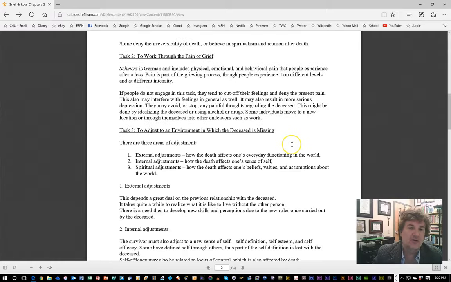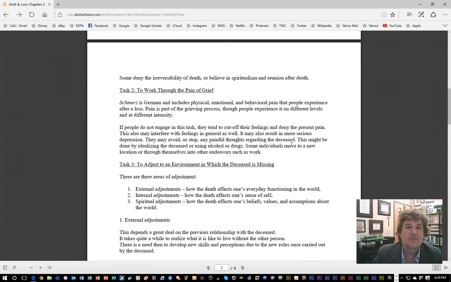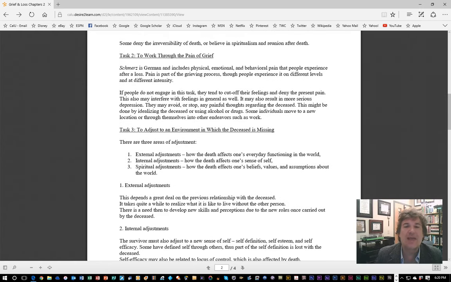Task 2, to work through the pain of grief. Schmerz, you might have heard that word. It's German. It includes physical, emotional, behavioral pain that people experience after loss. Pain is part of the grieving process, though people experience it on different levels and different intensity. And we talked about some of the signs, both physically and emotionally, that people might experience through loss.